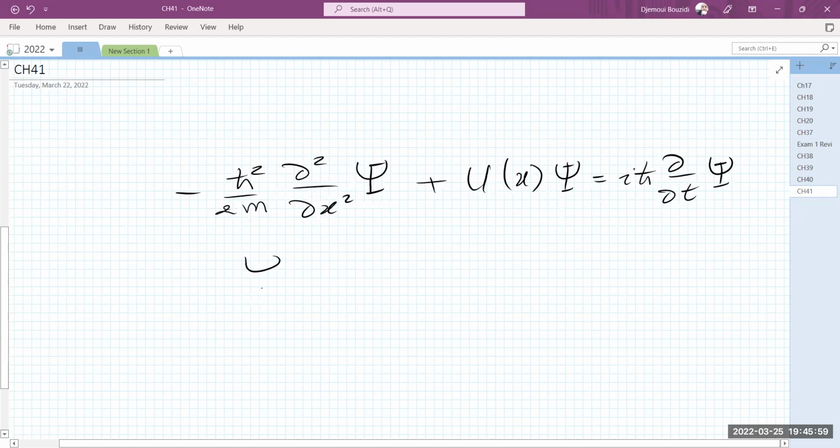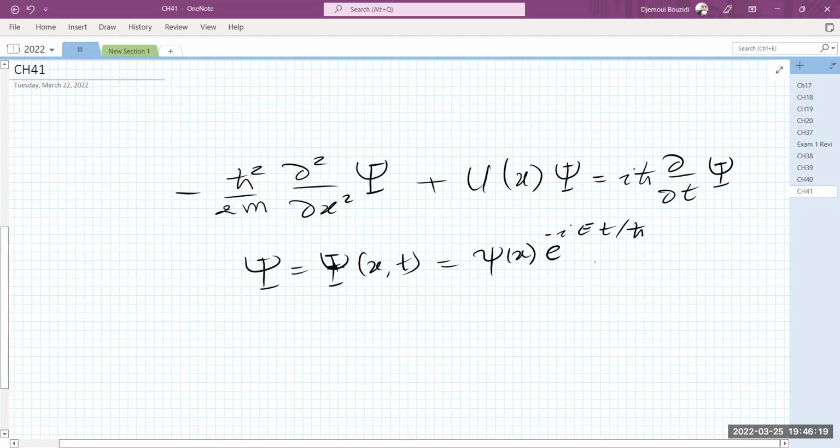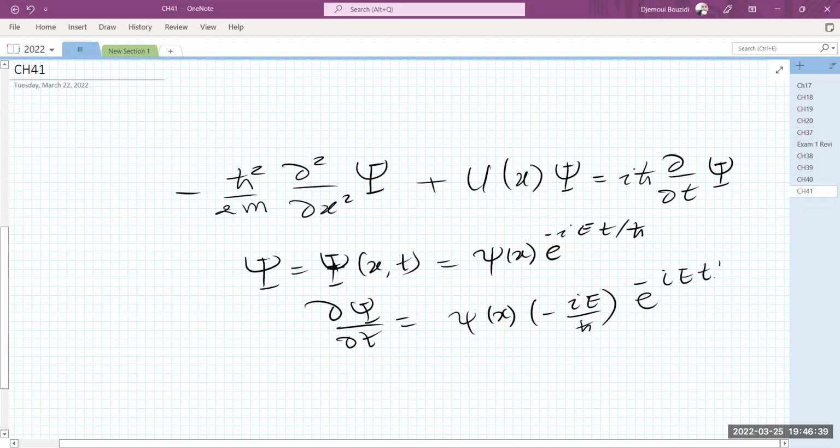We made an assumption then in chapter 40, that is, that the function psi, which is assumed to be a function of both x and t, is somehow equal to the dependence on x times the exponential of negative iEt over h bar. When I take the derivative of this function with respect to t, all I'm doing is, this doesn't depend on t, so this stays as is. So I'm going to drop a negative iE over h bar and times the same exponential. That's properties of the derivative of the exponential.